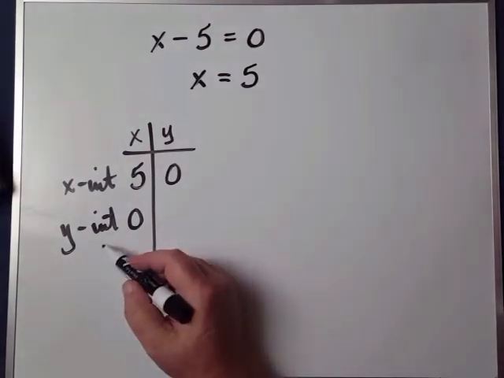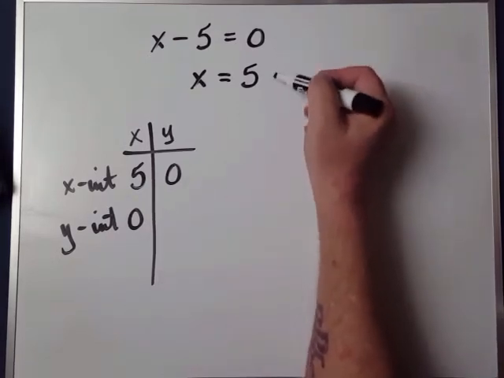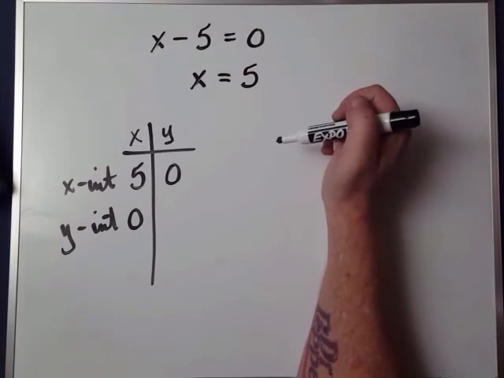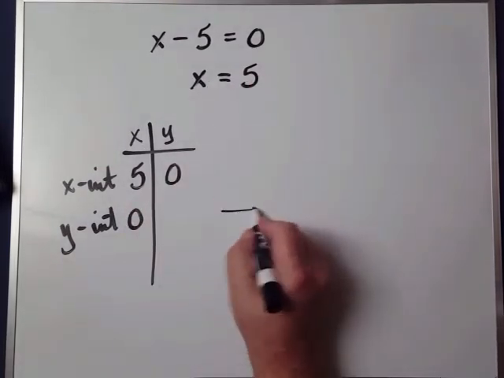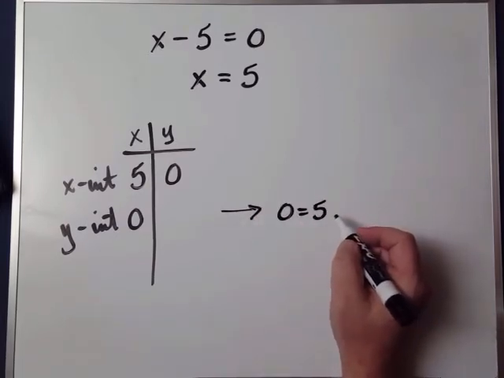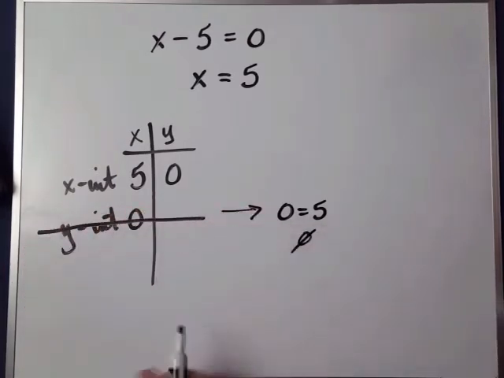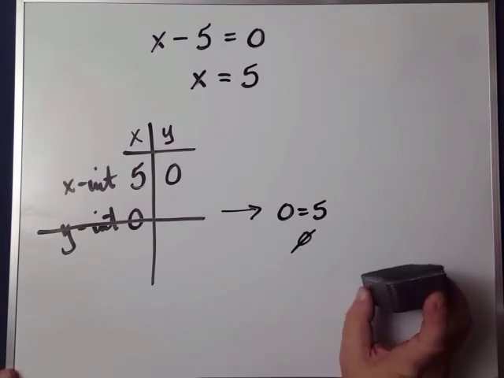Now to find the y-intercept, plug 0 in for x. You can do it in either form of this equation. I still like having it solved for x. Plug 0 in for x. What's that going to give you? 0 equals 5. That's false. No solution. So there is no y-intercept. There is no y-intercept.